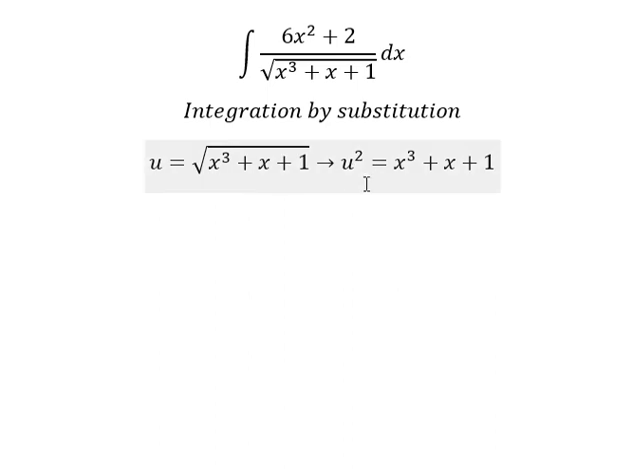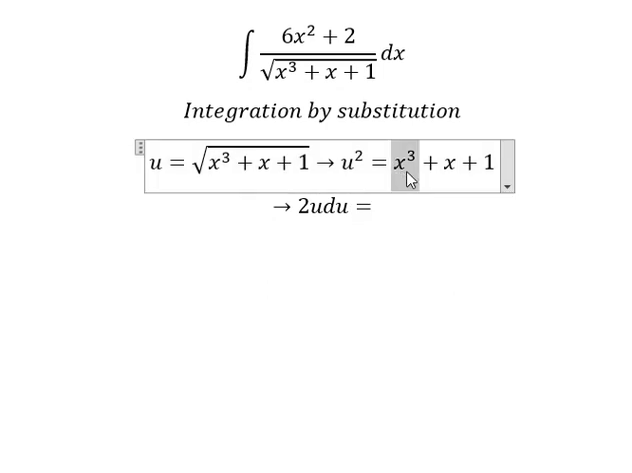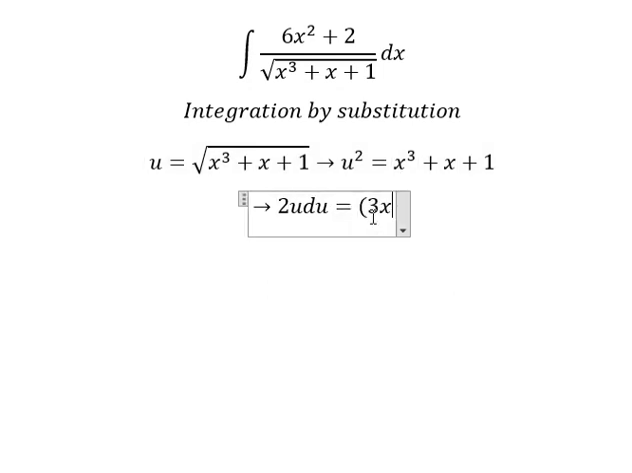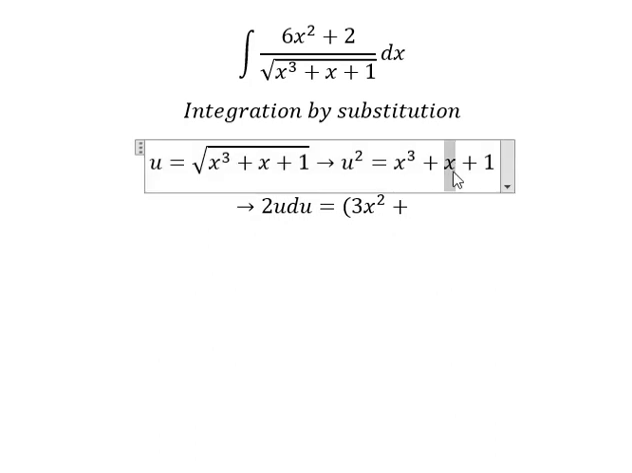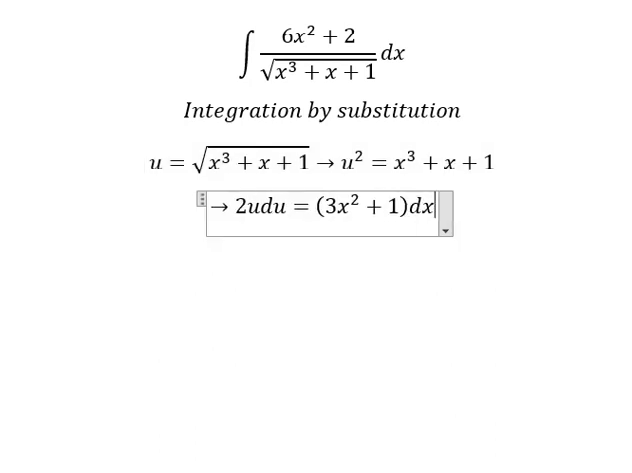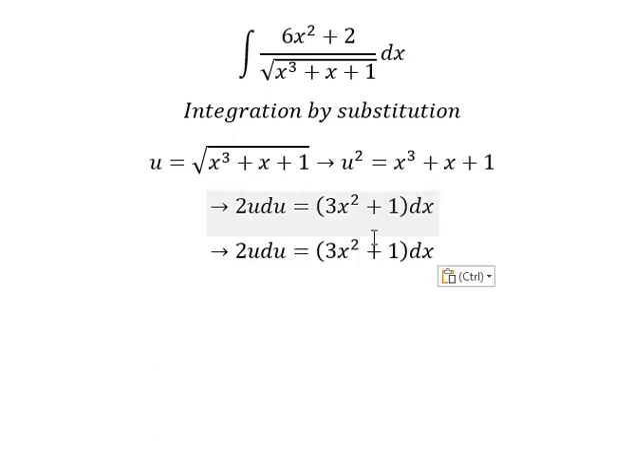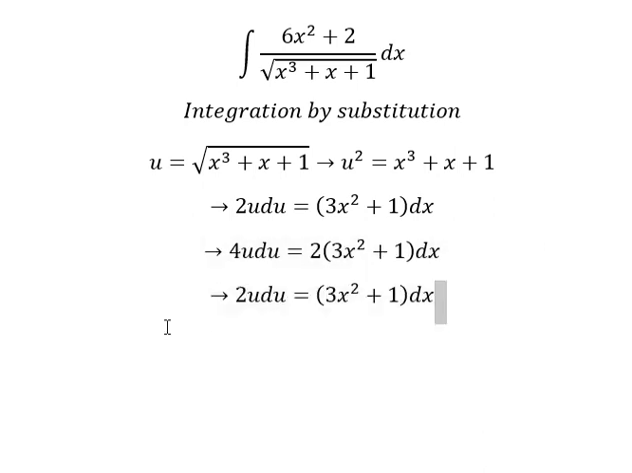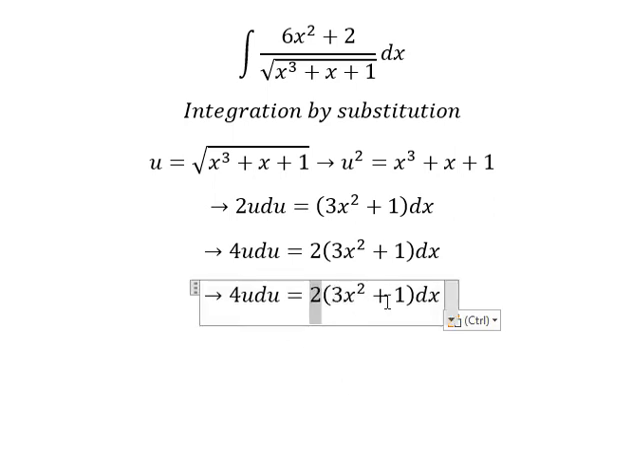Next, we need to do the first derivative for both sides. First derivative of u squared, we have 2u du. First derivative of x to the power of 3, we have 3x squared. First derivative of x, we have number 1. Next, we multiply both sides by number 2. And number 2, we multiply by number 3 and positive number 1.